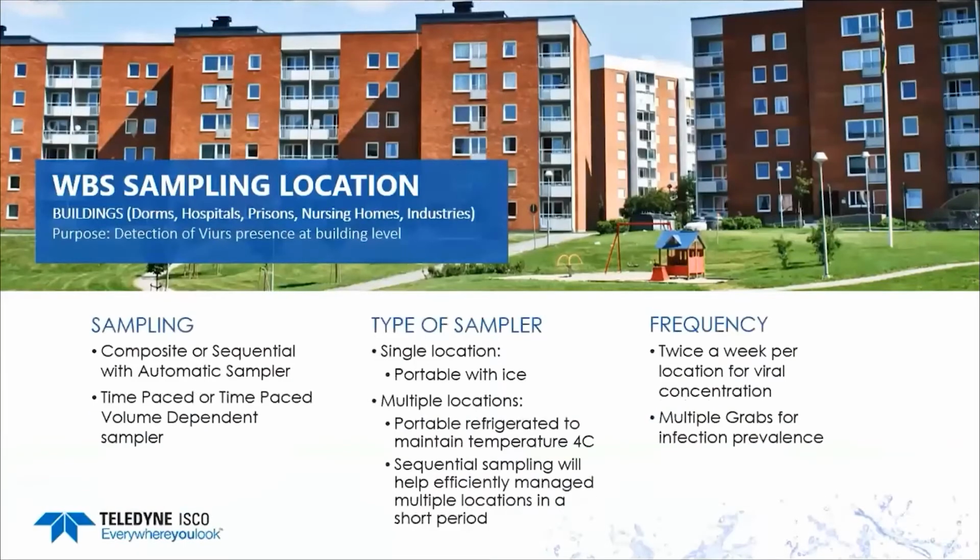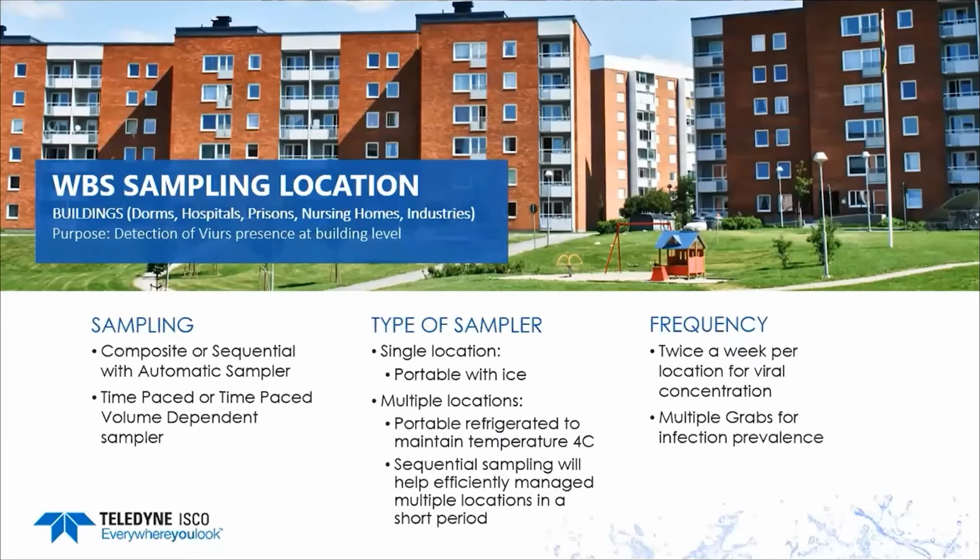Now that we've covered sampling methods, sample collection methods, and the different types of samplers, let's discuss the best sampling protocol and sampler selection for a number of different sampling locations. The first sampling location is at the building level, such as dorms, hospitals, prisons, nursing homes, and industries. The purpose is to detect virus presence, to protect vulnerable populations, and to contain the spread.